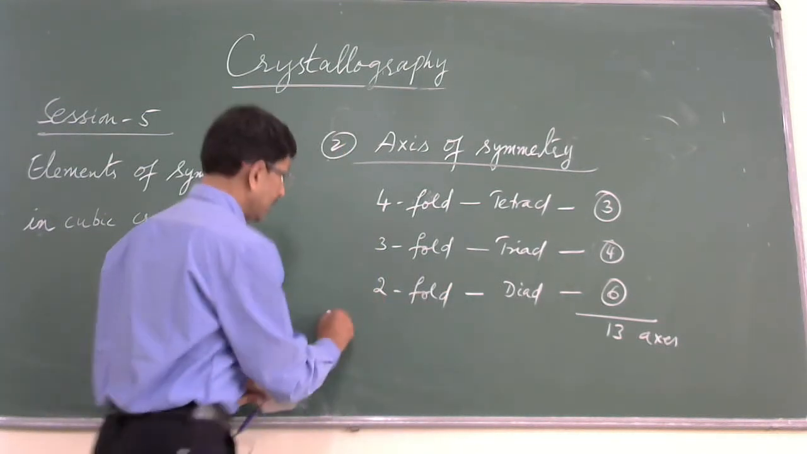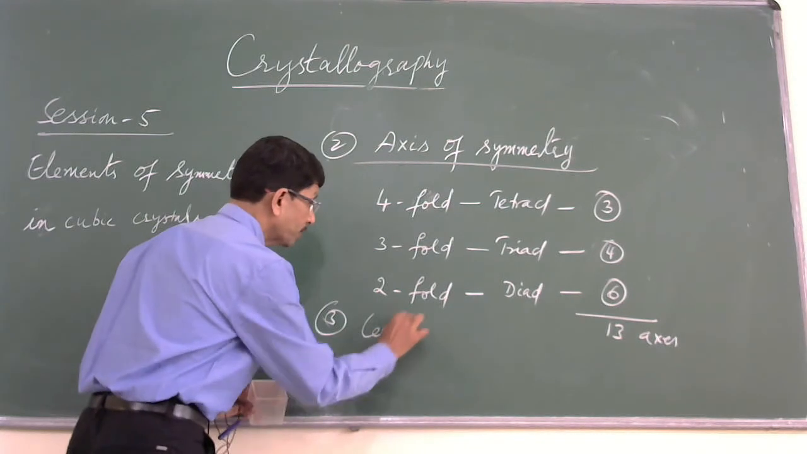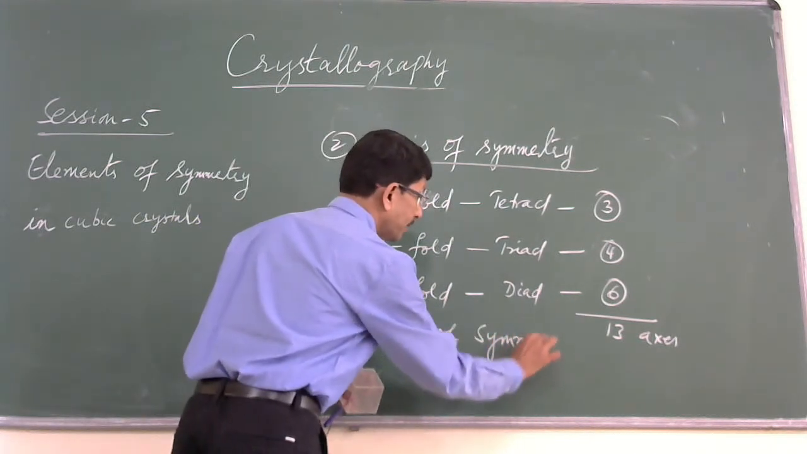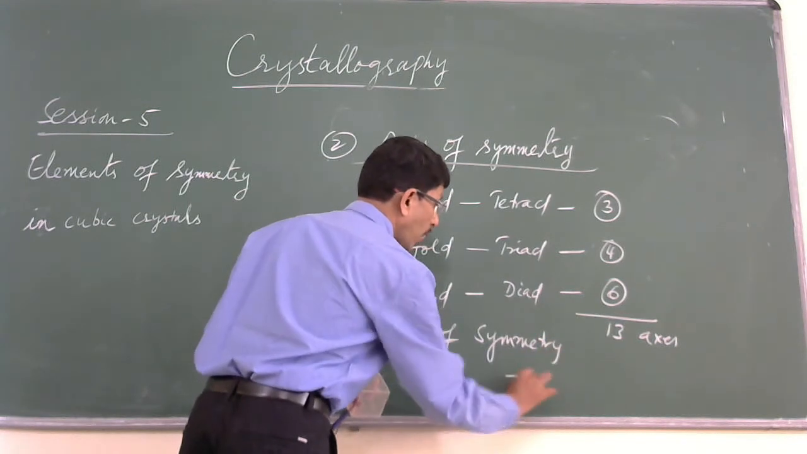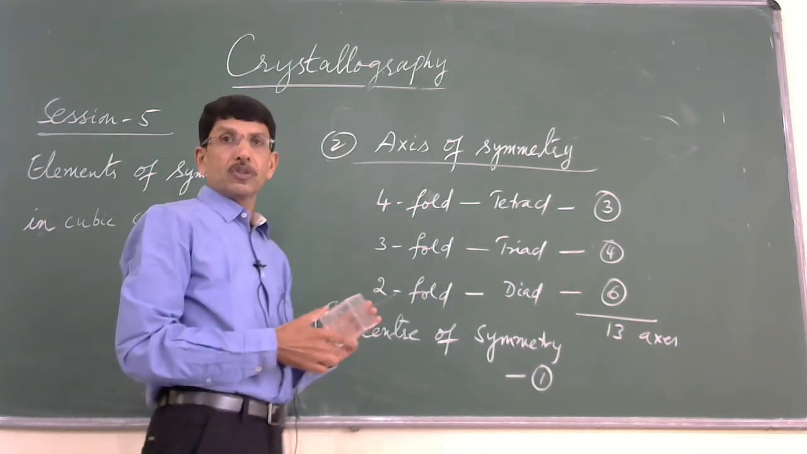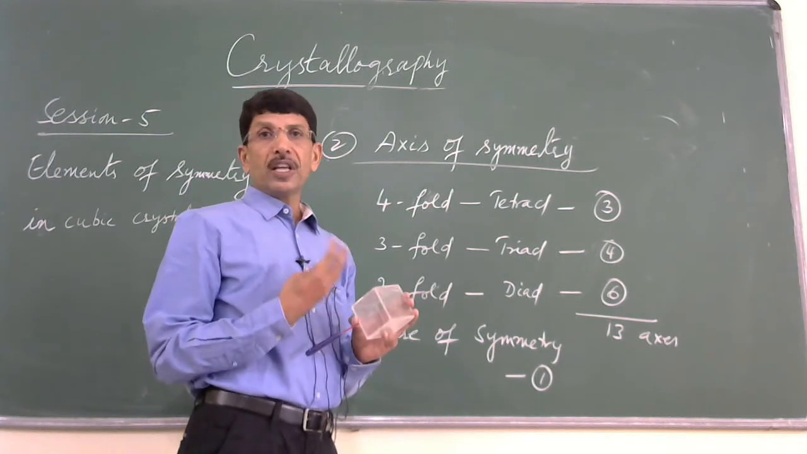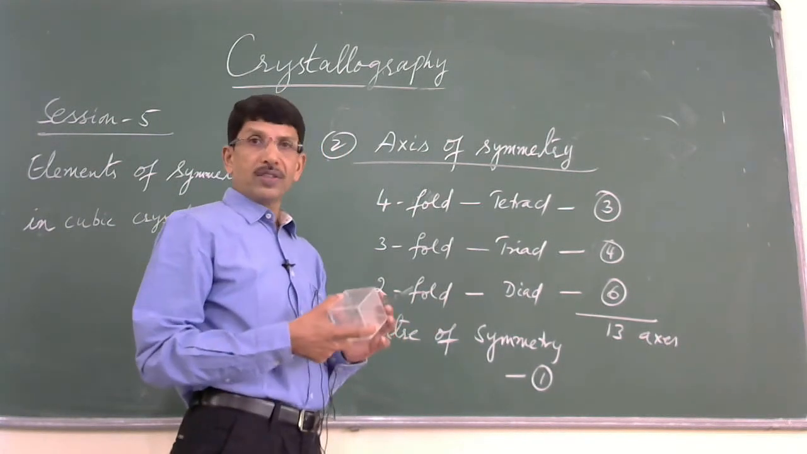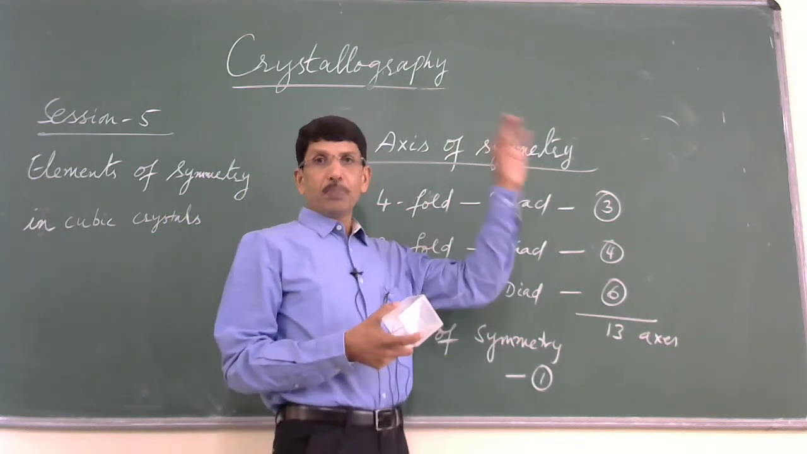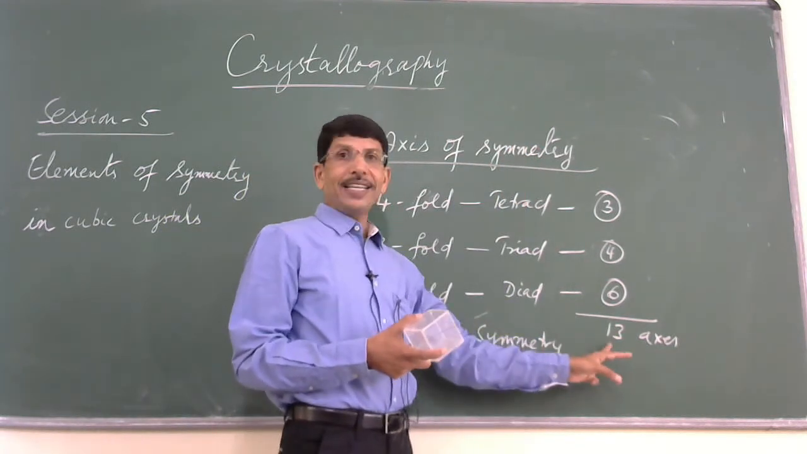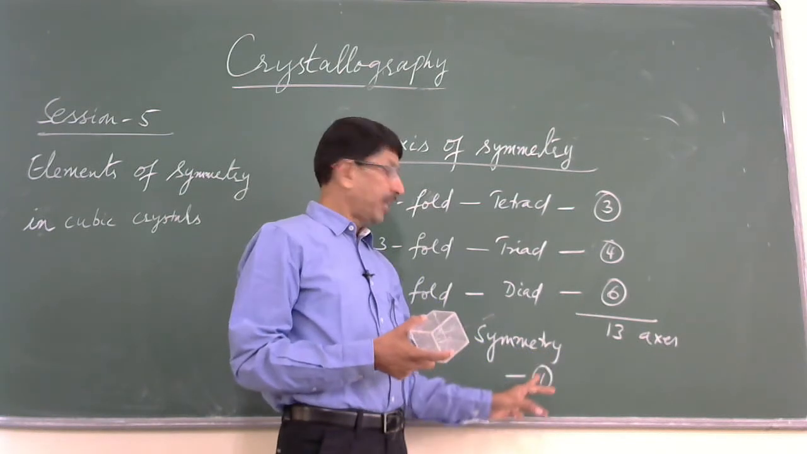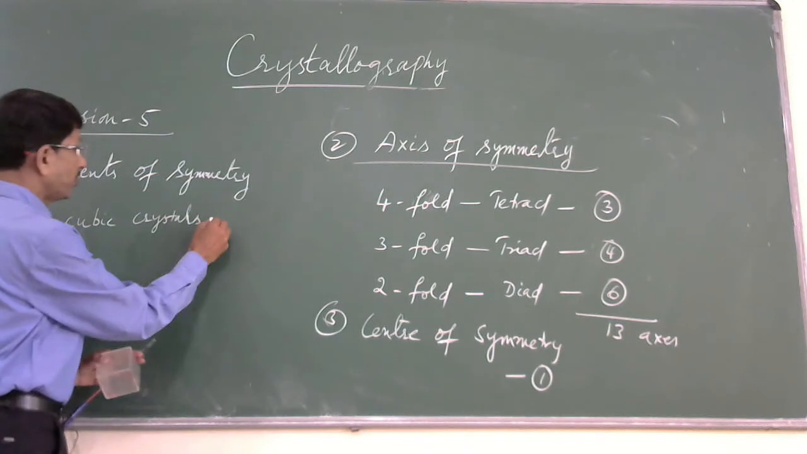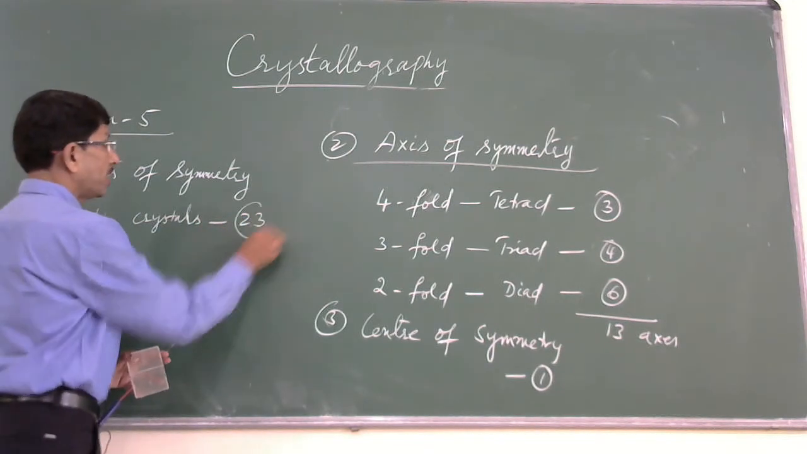Then, as we learned, the third one is the center of symmetry. For any system, there will be only one center of symmetry. There will not be 2 or more centers of symmetry. So for any system, there will be only one center. So 9 planes of symmetry, 13 axes of symmetry, and 1 center of symmetry. So in total, the number of elements of symmetry in the cubic crystal will be 23.